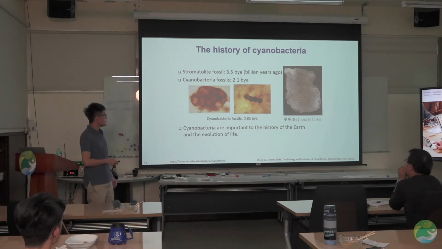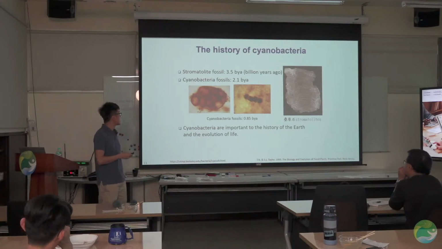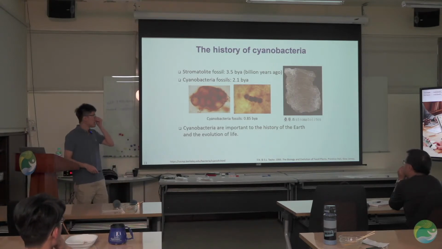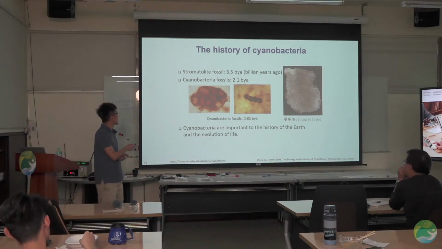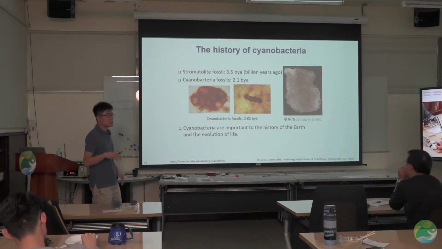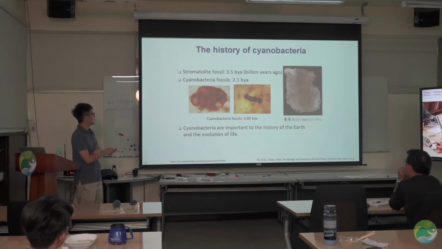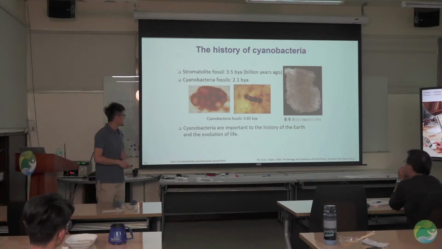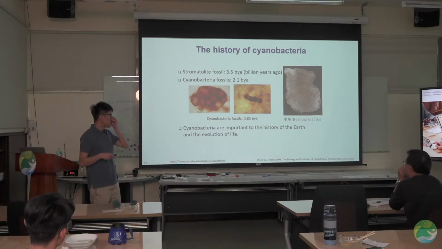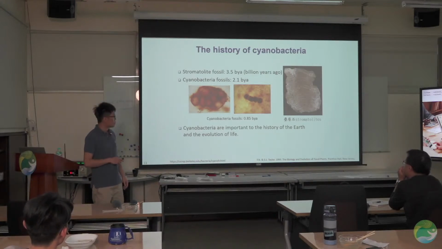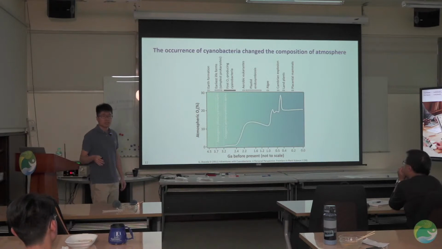The time when we can see the cells clearly in the fossils is around 2.1 billion years ago. So it's still debated whether cyanobacteria appeared that early in the history of life, but at least we can find fossils around 2.1 billion years ago. And the occurrence of cyanobacteria back to that time is very important to the history of the Earth and the evolution of life. Why? Because it produces oxygen.